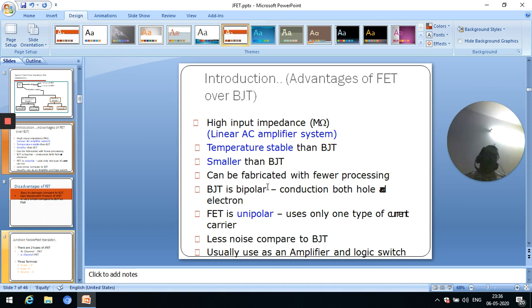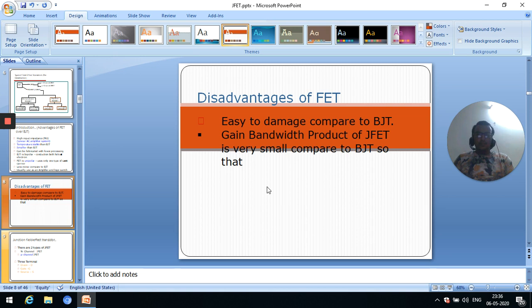Now, next, introduction. Advantages of FET over the BJT means what? High input impedance, low output impedance. BJT is a bipolar device. Current is conducted due to both hole and electron, whereas FET is a unipolar device. Now, disadvantage of FET. Gain bandwidth product in JFET is very small compared to BJT. Gain means what? Output divided by input, and bandwidth means what? Higher cutoff frequency minus lower cutoff frequency. It is very small in JFET.